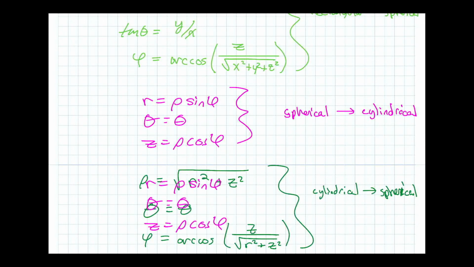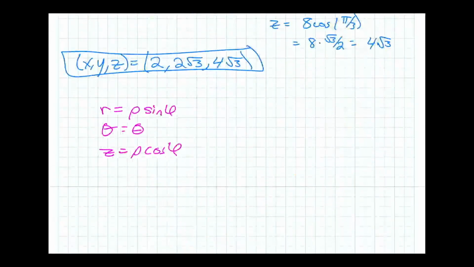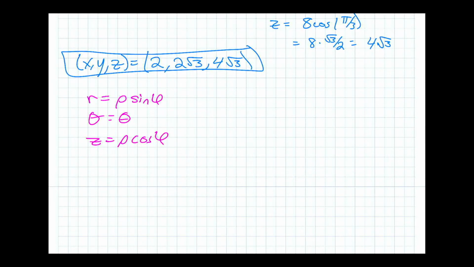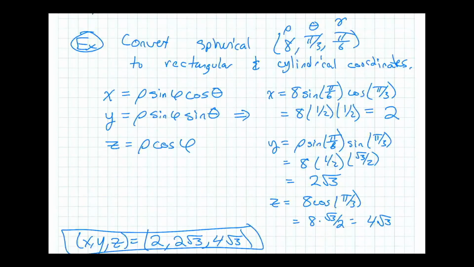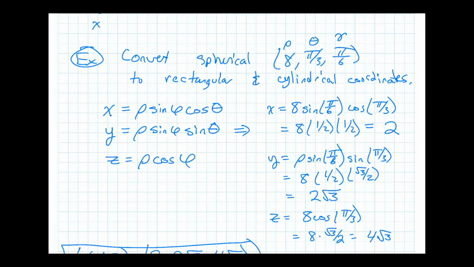So duplicate that. And let's go. So we have r is supposed to be rho, which is 8, times sine phi, which is, what was phi? Pi over 6. Wait, is it? Hold on a second.